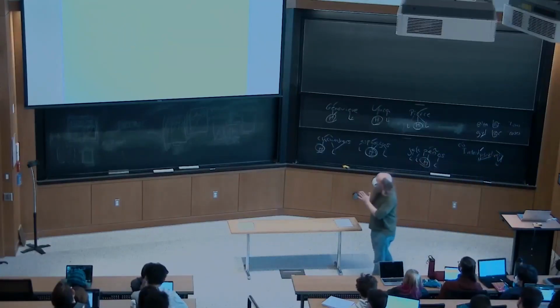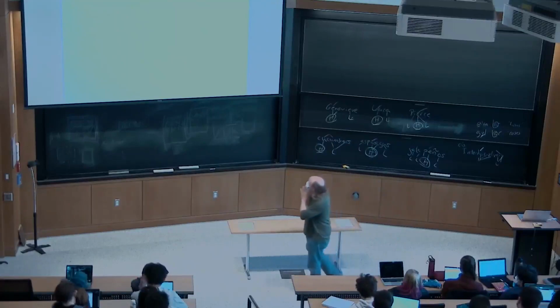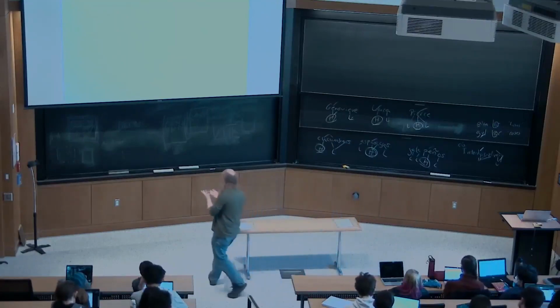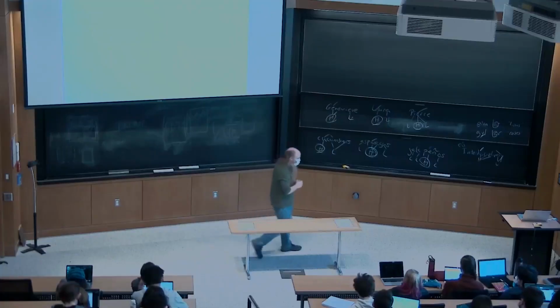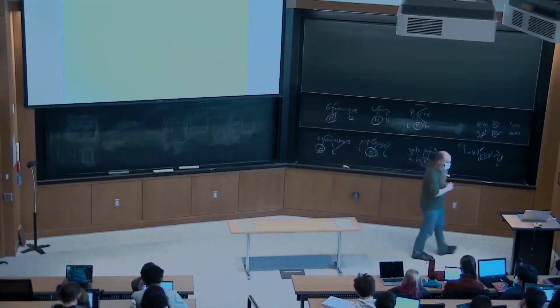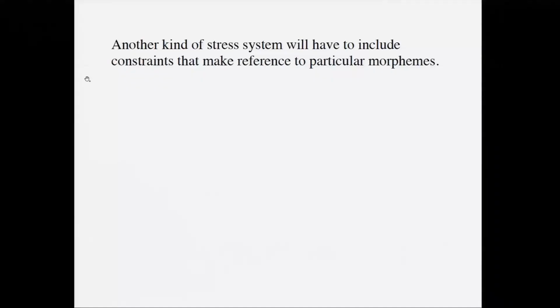There's another kind of stress system that's going to have to include constraints that make reference to particular morphemes. So I want to give you an example of that. The classic example that I know of is from Russian, so I'm going to show you some Russian data.